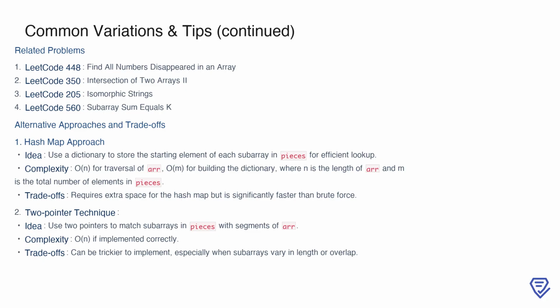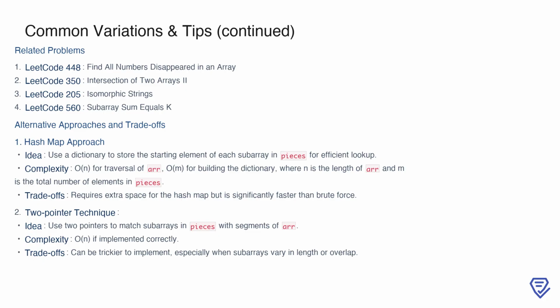When considering alternative approaches, a hash map can be a highly effective tool. By storing the starting element of each subarray in pieces as dictionary keys, you can achieve efficient lookups. This method has a complexity of O(n) for traversing ARR and O(m) for building the dictionary, where n is the length of ARR and m is the total number of elements in pieces. While this requires extra space for the hash map, the performance gains often make it worthwhile.